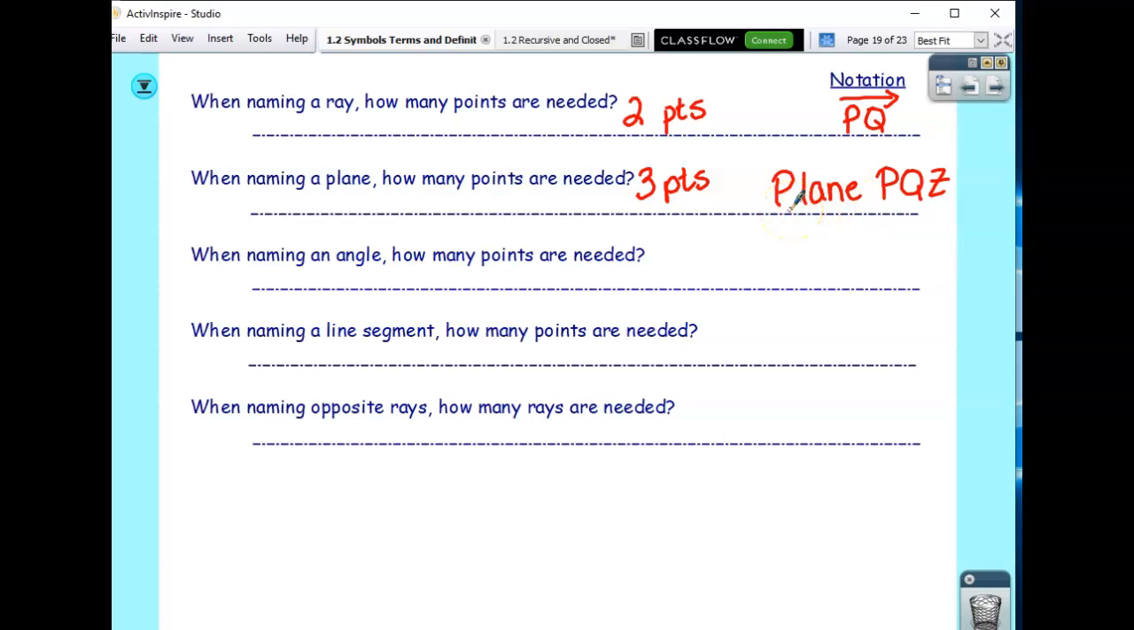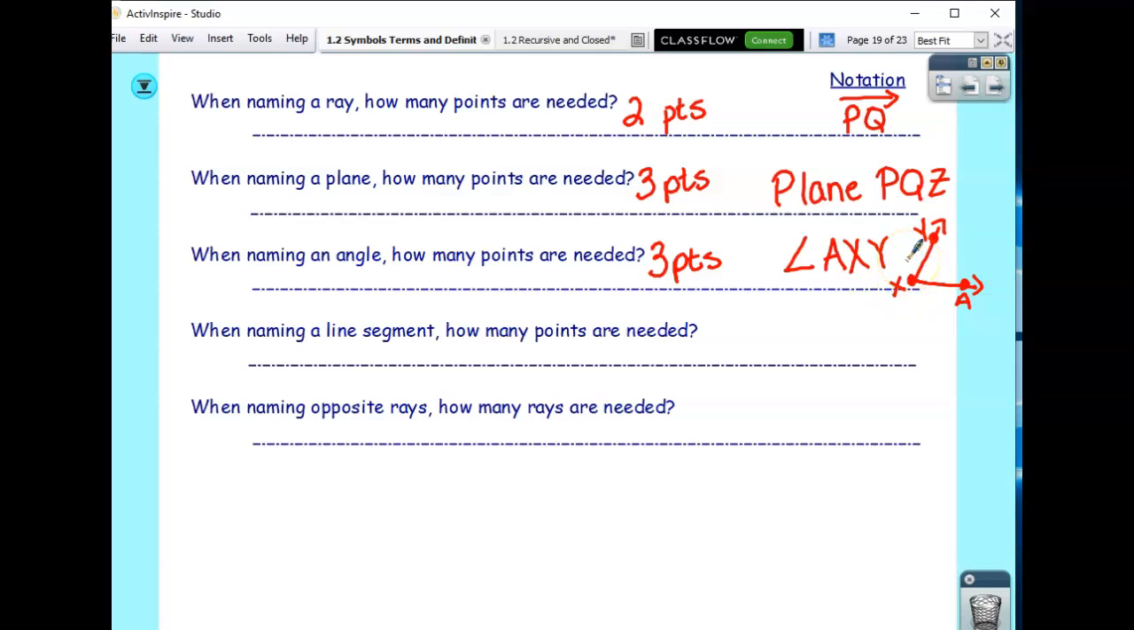When you're naming an angle, how many points or how many letters do you need? You need 3 points or 3 letters, and your vertex always has to be the center letter. The notation is just the little angle symbol, and you could call it, for example, angle AXY. This would tell us that X is the vertex, so our angle would maybe look something like this. X is the vertex, it's the one in the middle.